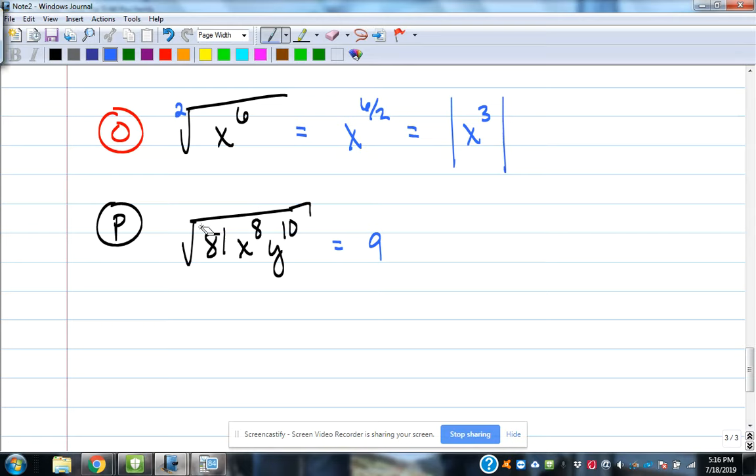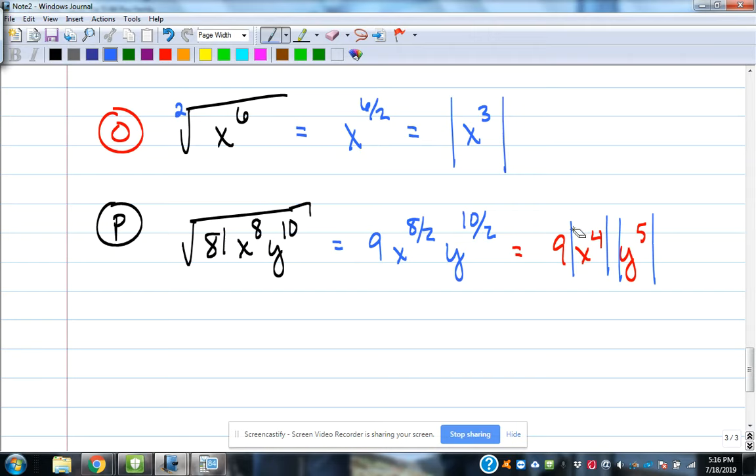So we have x to the 8th, but it's under a square root, so that's x to the 8 over 2 and y to the 10 over 2. And then we simplify those. 8 over 2 becomes x to the 4th. 10 over 2 becomes y to the 5th. Technically, both of those would have absolute value marks around them.